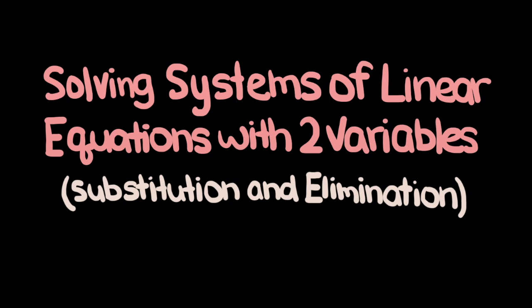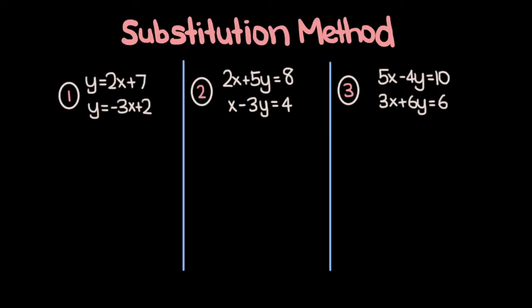In this video, we will be going over how you can solve systems of linear equations with two variables using the substitution and elimination methods. Let's jump right in. Generally, when you're given a system of equations, it'll look something like this. You'll have two or more linear equations, and you'll be asked to solve for an xy pair that satisfies both of the equations.